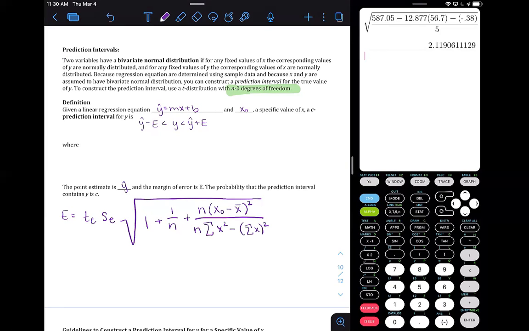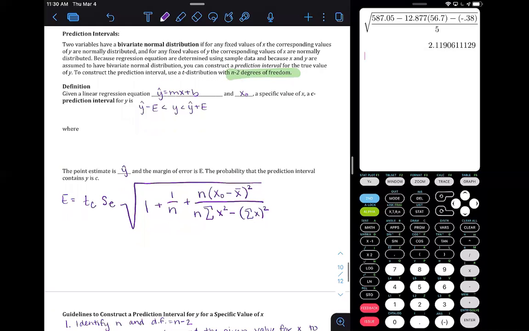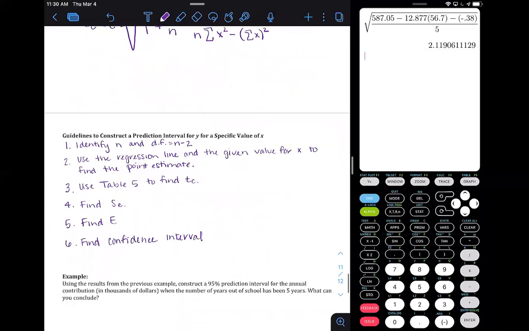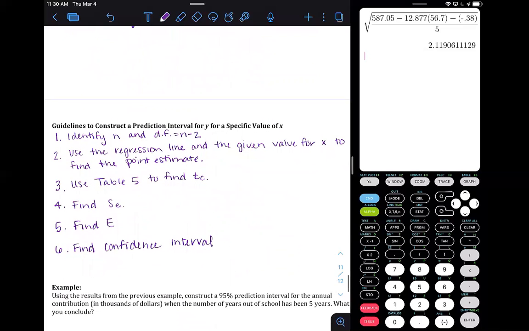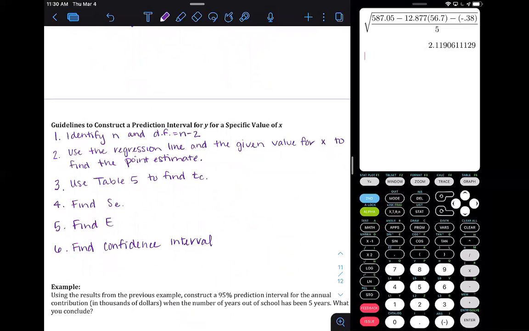This is where the point estimate is y hat and the margin of error is E. The probability that the prediction interval contains y is c. So here are your steps. We're going to go through these in this last example.